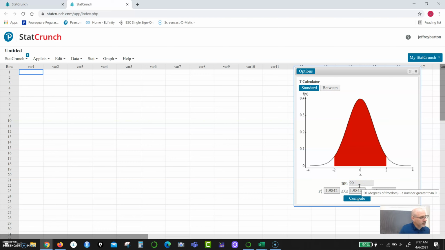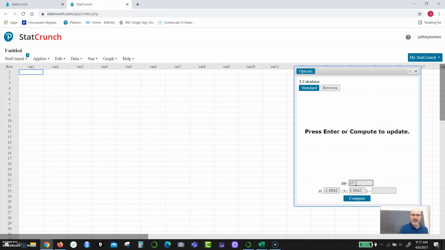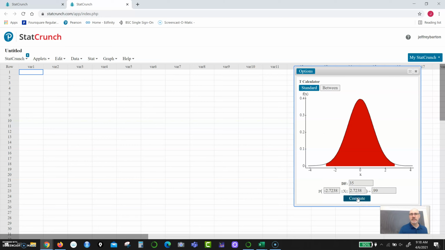In example 2, we're going to need the t-score or t-value for a simple random sample of size 36. That means 35 is our degrees of freedom. And the area I'm interested in is the middle 99%. So if I compute that, I get t-scores of minus 2.72 to 2.72. All right, so in the first case, 1.98, in the second case, 2.72, and I'll use those values in the examples for the chalkboard video, and hopefully this will help get you started on the worksheet.